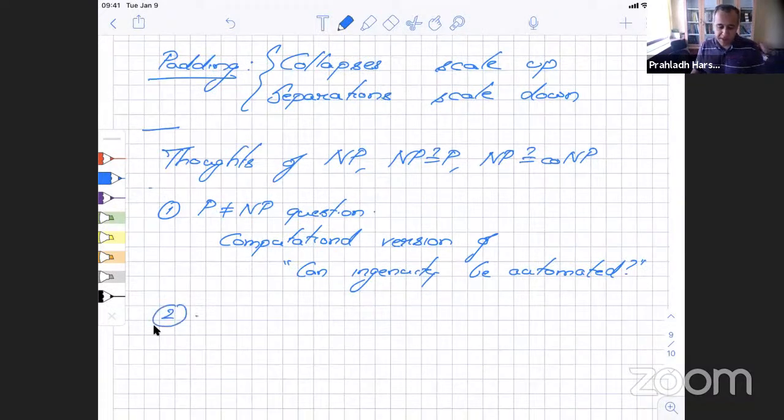Math theorems also fall into this. I do not know how to prove Fermat's theorem or the Riemann hypothesis or something, but if somebody proves it, there is a proof. I can just go and read the proof and check that the proof is correct.